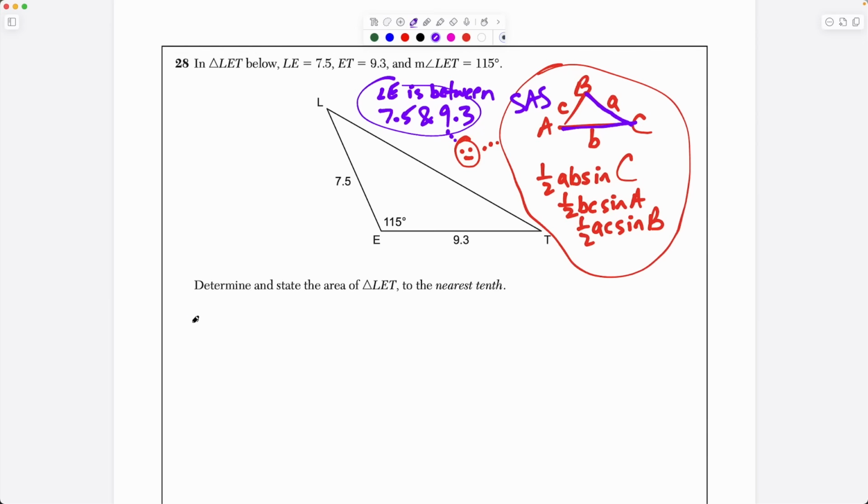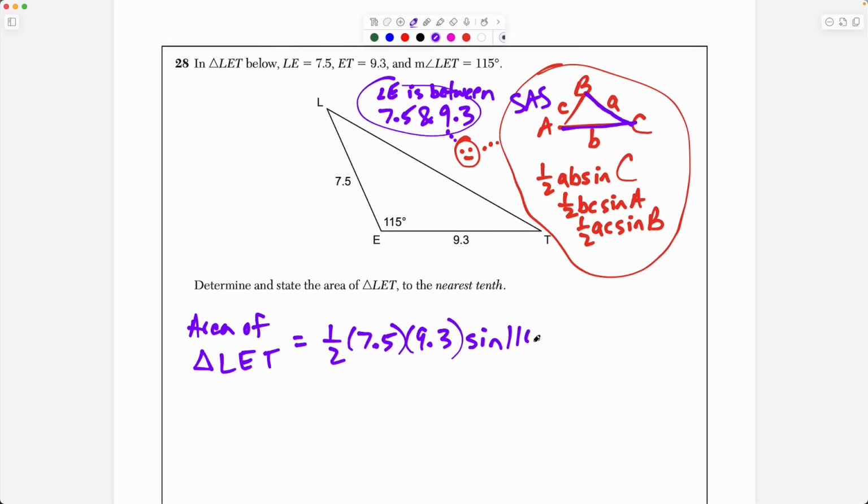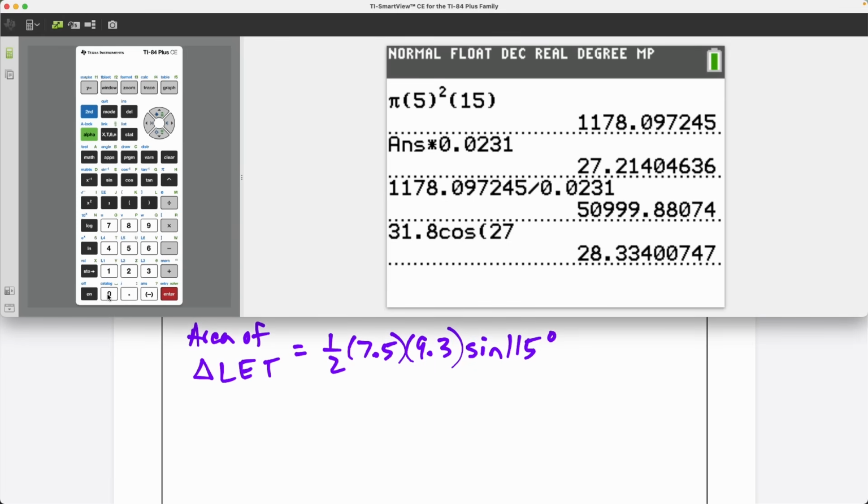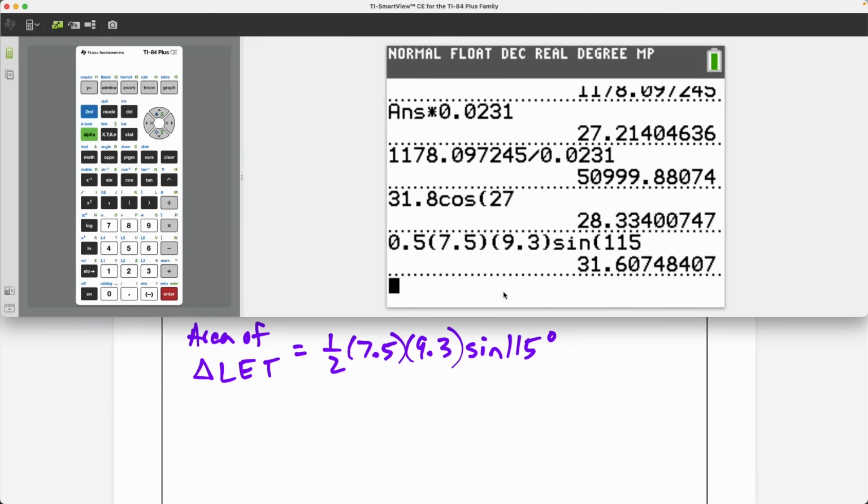So for this one, I'll just say the area of triangle LET is equal to 1/2 the product of the two sides, so I'm doing 7.5 times 9.3 over here, and then sine of the angle between them, which is 115 degrees. So now we just type this in. 0.5 we could write in place of 1/2, and then parentheses 7.5 times, in the other parentheses we have 9.3. We close it, and then we say sine of 115. And then this is going to give us our area.